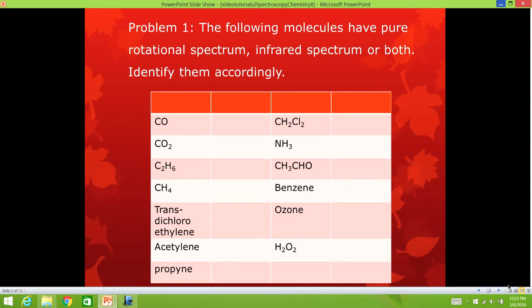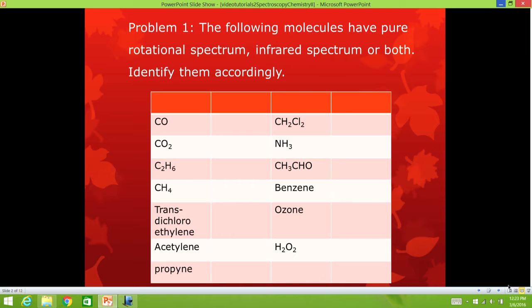The first problem requires you to identify which molecules have a pure rotational, that is microwave, spectrum, and which molecules have an infrared spectrum, or the molecules which have both of them, and you are asked to identify them accordingly.